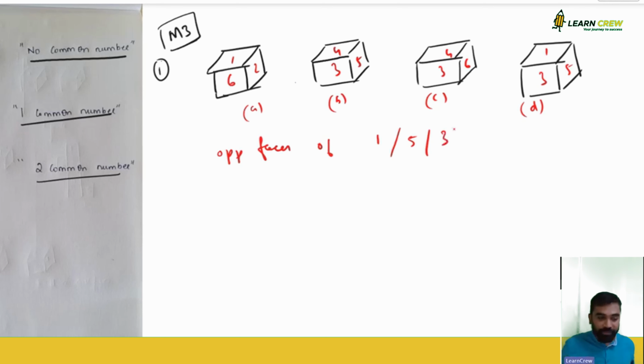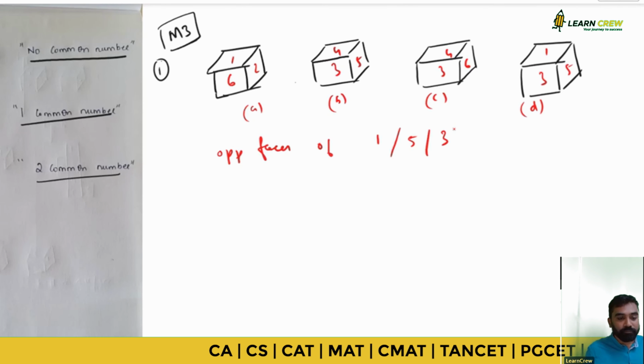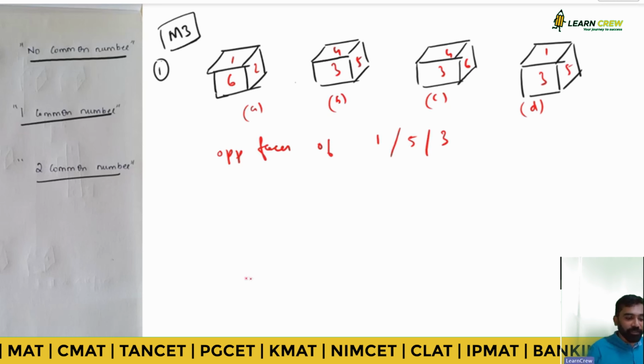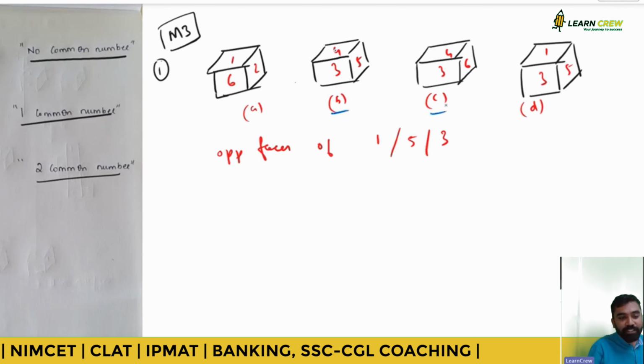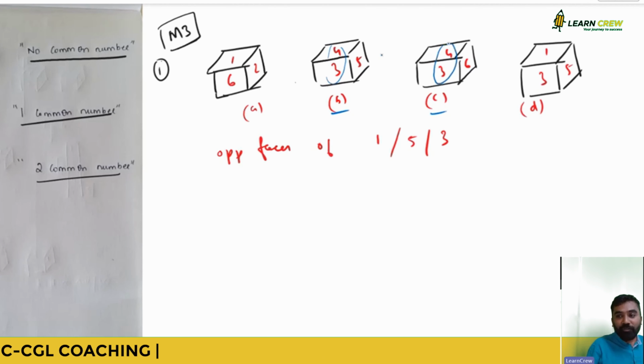What are the opposite faces of 1, 5, and 3? Find out. Yes. Until now I did everything. Now I did find out. And 4 dice are given. Sir, is it for 5, is it 6? Yes, for 5 it is 6 because from B and C you can see that 4, 3 are common. If 4, 3 are common, obviously the remaining faces are opposite to each other. It means 5 is opposite to 6.